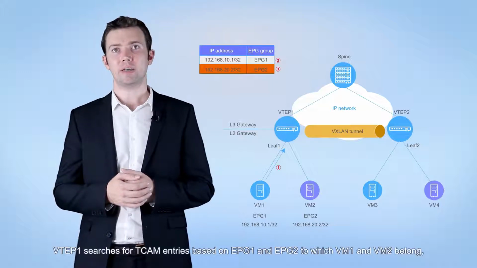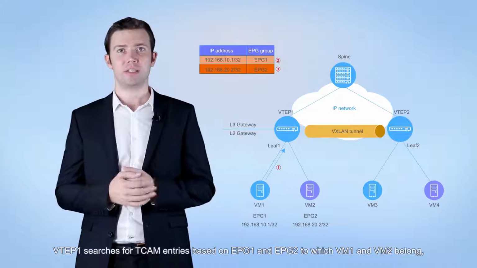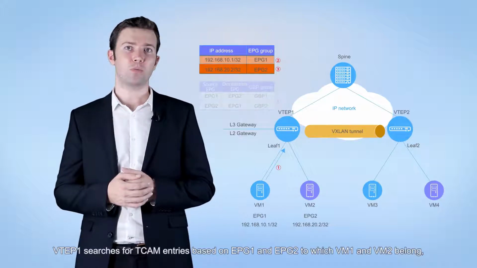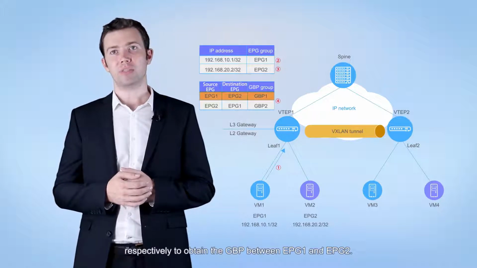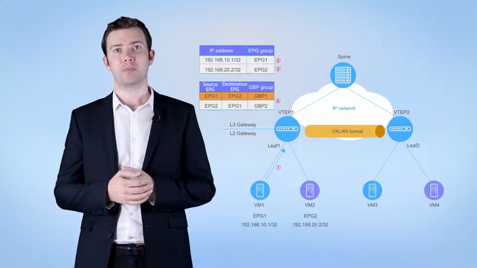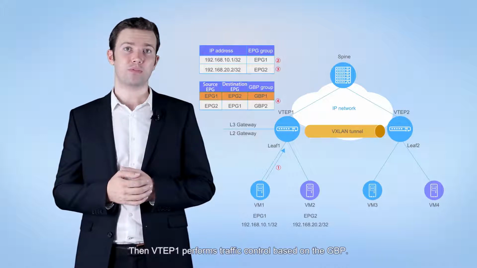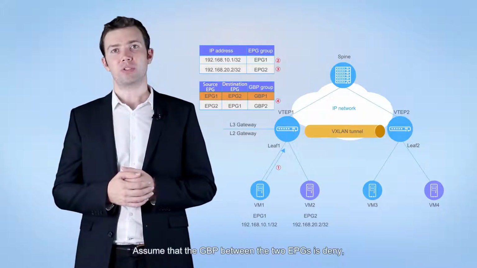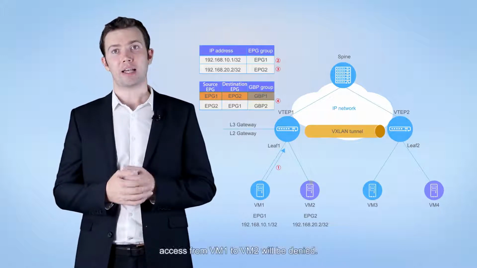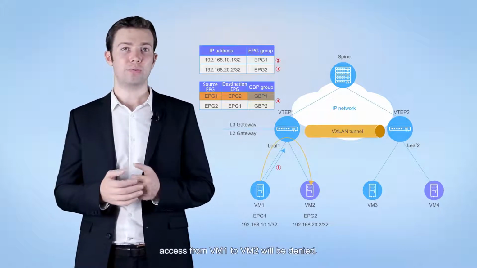VTEP1 searches for TCAM entries based on EPG1 and EPG2 to which VM1 and VM2 belong, respectively, to obtain the GBP between EPG1 and EPG2. Then VTEP1 performs traffic control based on the GBP. Assuming that the GBP between the two EPGs is denied, access from VM1 to VM2 will be denied.